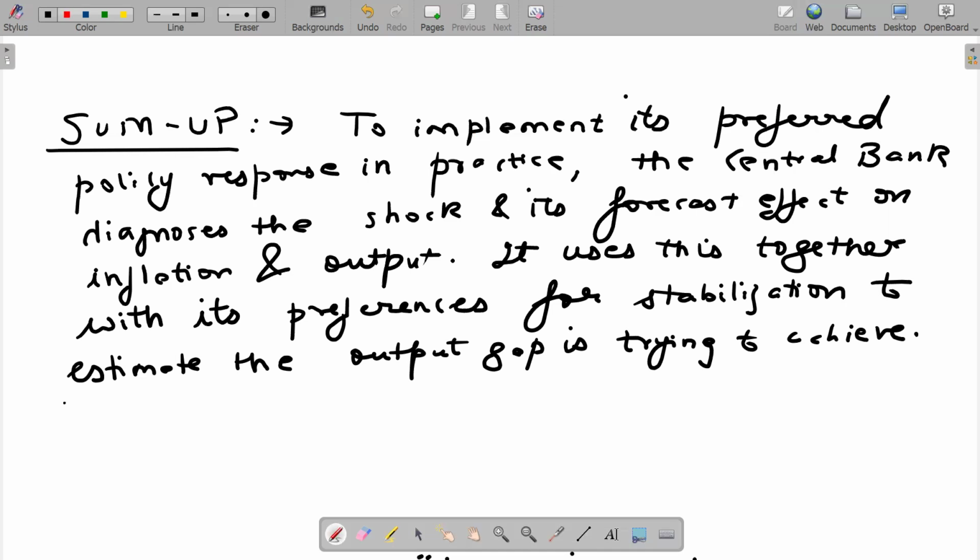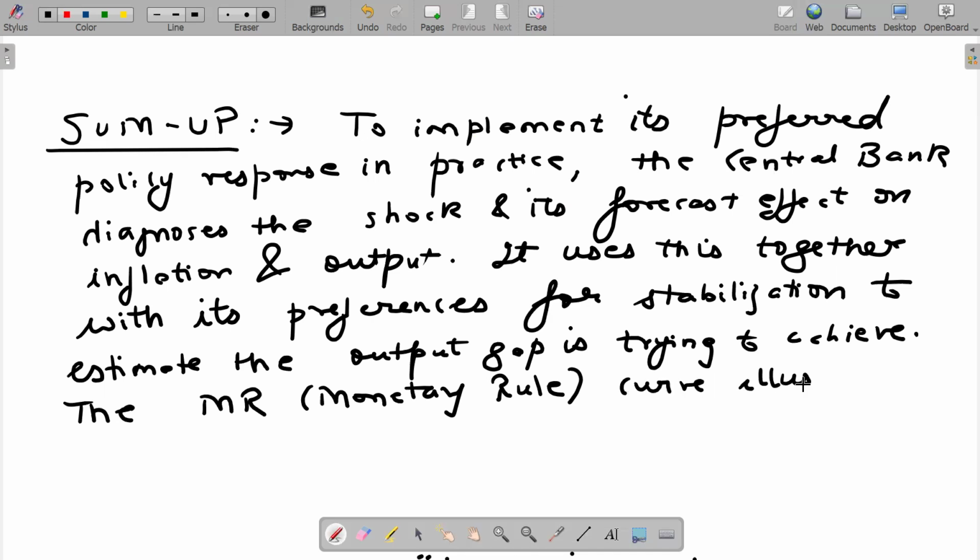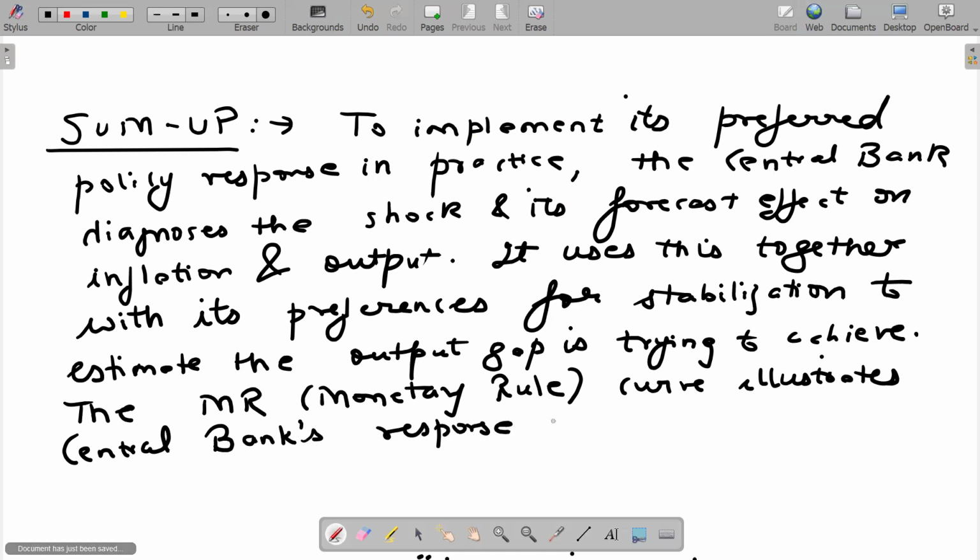Okay, so I can say that the monetary rule curve, or the MR curve, I'm writing it, it's not marginal revenue, it's monetary rule. The monetary rule curve illustrates the central bank's response. It is going to illustrate the central bank's response to the shock, like the boom we had looked at a few minutes back.